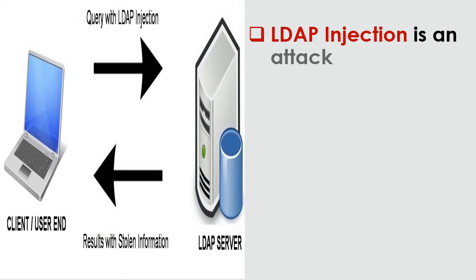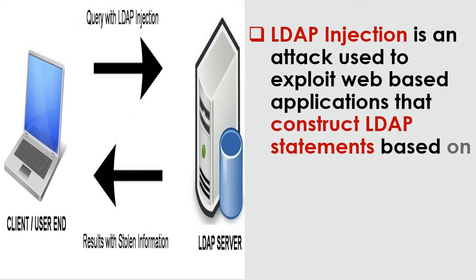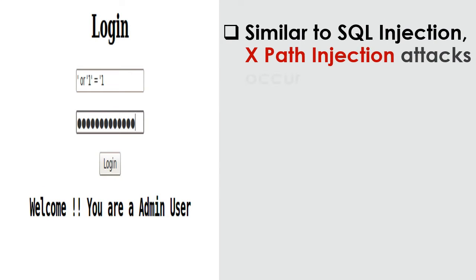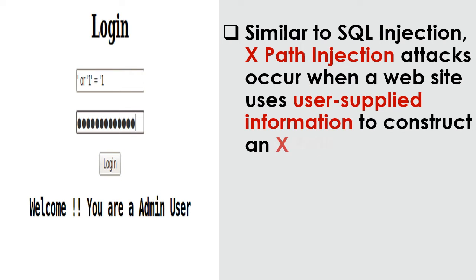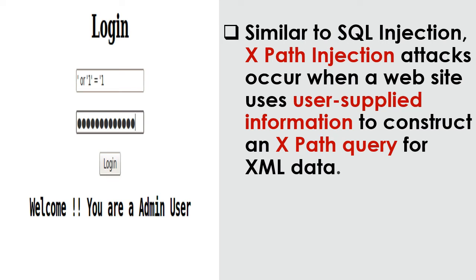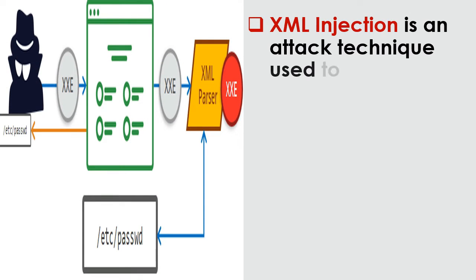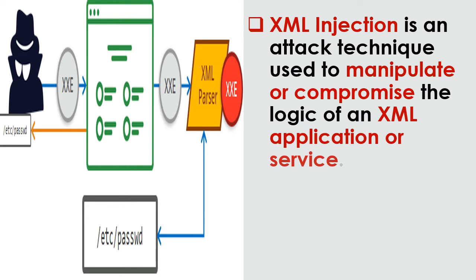LDAP injection is an attack used to exploit web-based applications that construct LDAP statements based on user input. Similar to SQL injection, XPath injection attacks occur when a website uses user-supplied information to construct an XPath query for XML data. XML injection is an attack technique used to manipulate or compromise the logic of an XML application or service. Broken authentication.